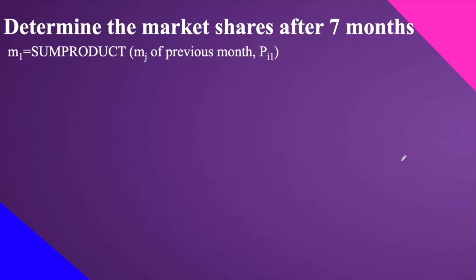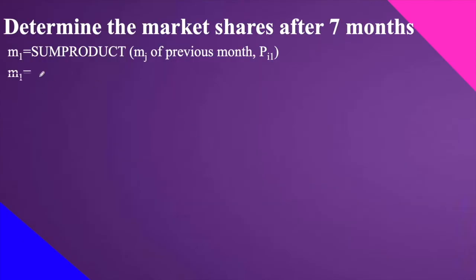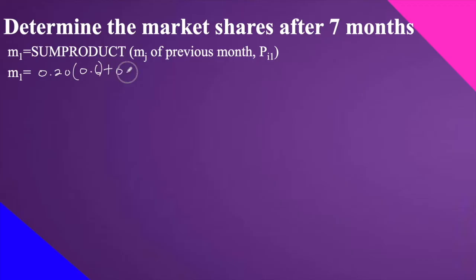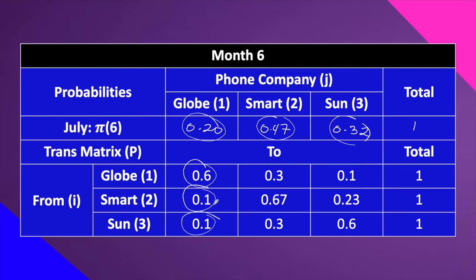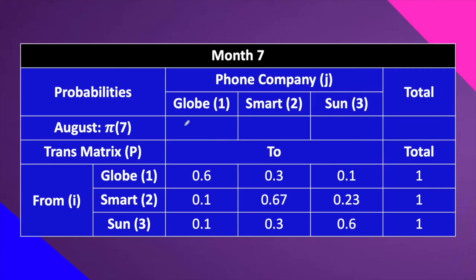Okay. So, for this, same pa rin sa kanina, M sub 1 equals sum product of M sub J of previous month, P sub I1. Ito po yun. So, we have 0.20 times 0.6 plus 0.47 times 0.1 plus 0.32 times 0.1. This is equivalent to 0.20 or 20% market share for Globe after month 7. So, lagay natin dito 0.20.